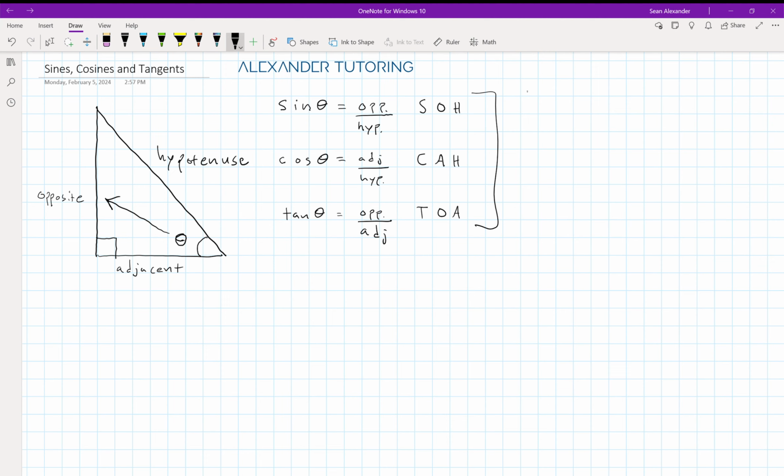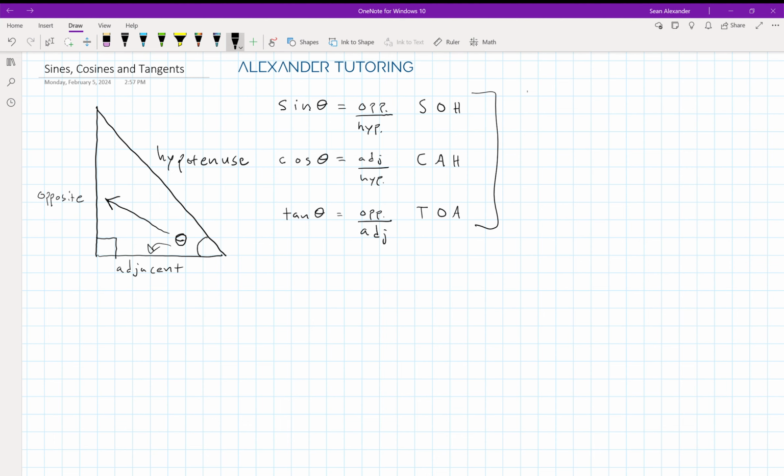Adjacent means next to, basically. So you can see here that this side of the triangle is kind of next to the angle. So we're going to call that the adjacent side. Again, the important part is it's all relative to the angle in question. And then finally, hypotenuse, well, that's a big fancy Greek word, but just know that it means the longest side of a right triangle.